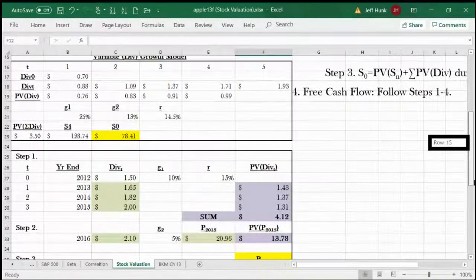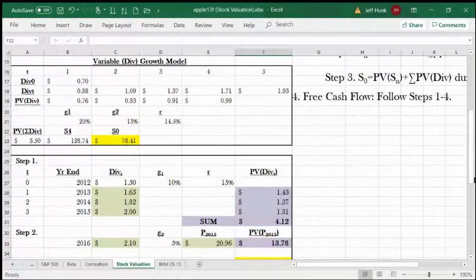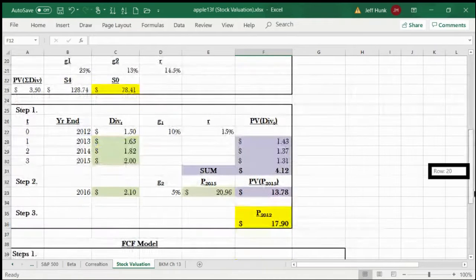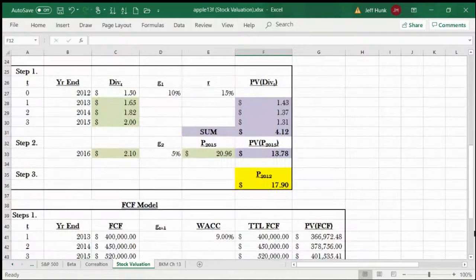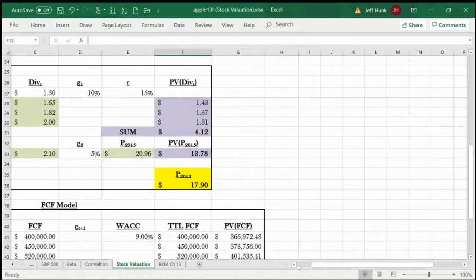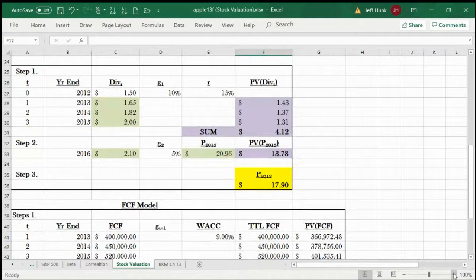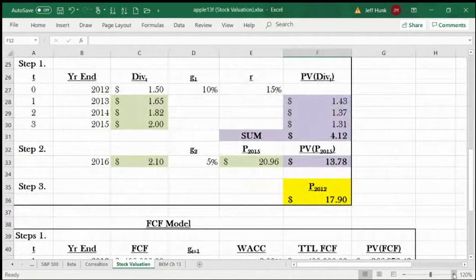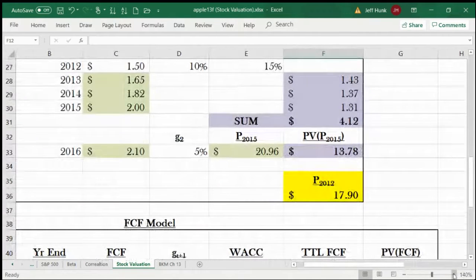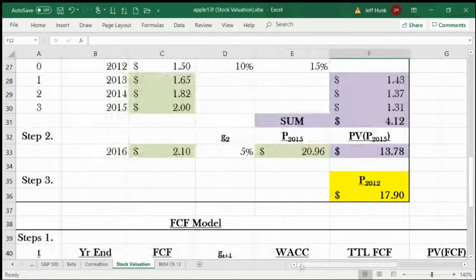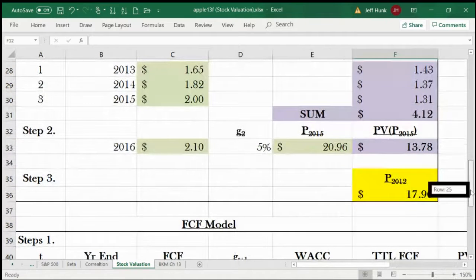So here's what I did for that given example. Let me blow it up a little. The variable growth model is actually a two-step model. Okay, two-step. Why? What do I need to do?